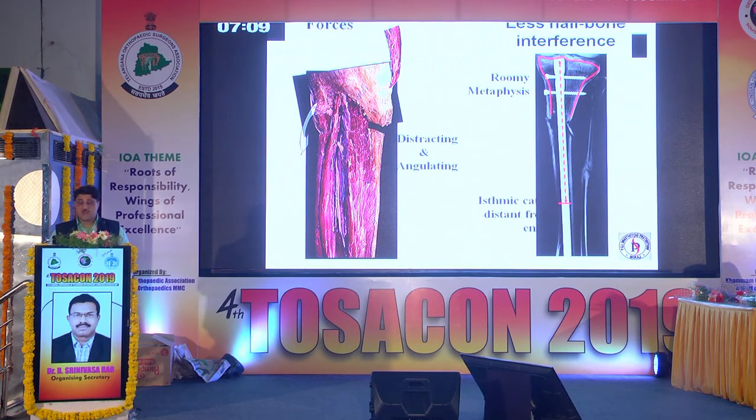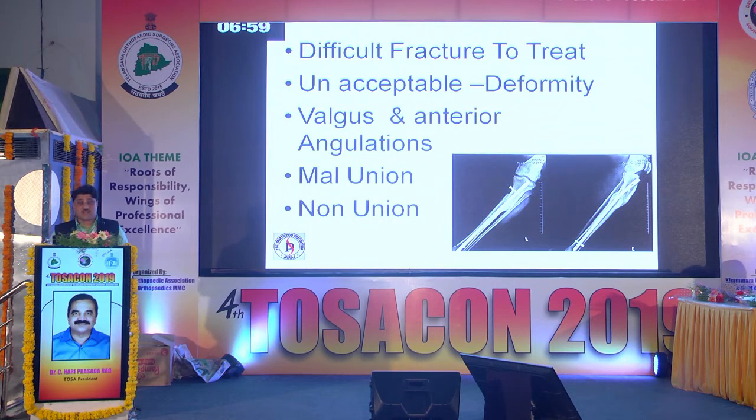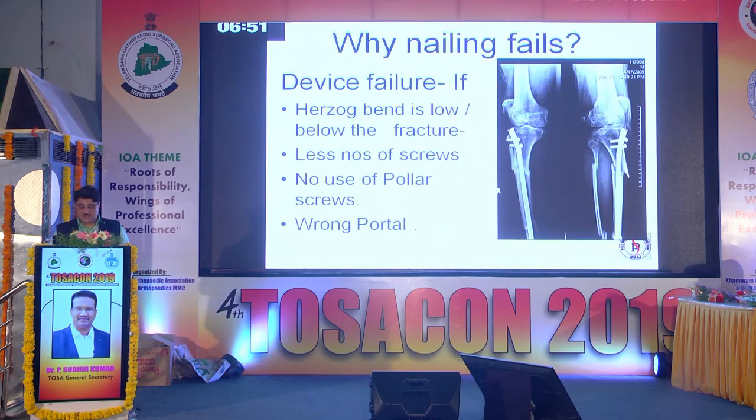So valgus and procurvatum deformity is very common. The difficulty in treating these fractures is unacceptable deformity because of the valgus and anterior angulation, with a high chance of malunion and even non-union because of soft tissue interposition and malreduction.